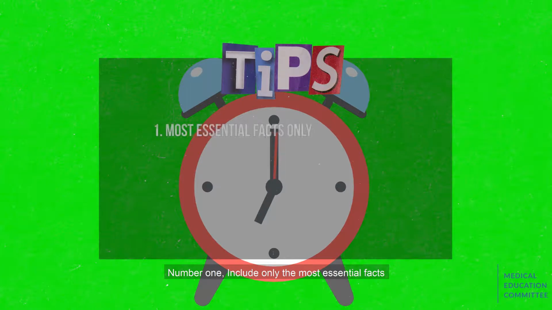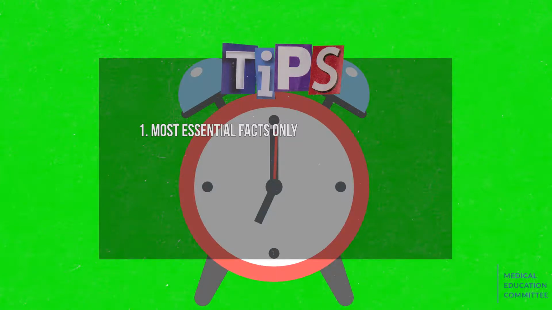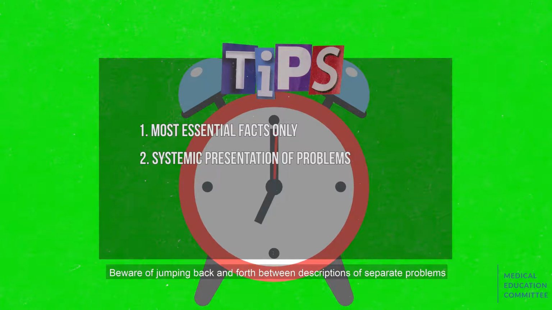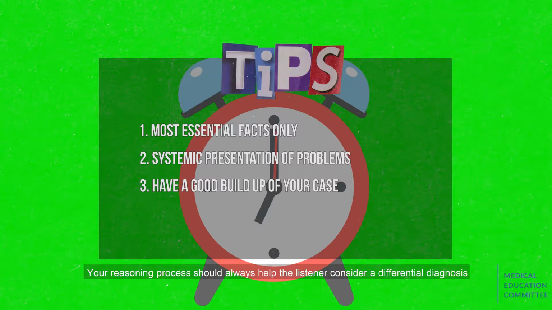Number 1. Include only the most essential facts, but be ready to answer any questions about all aspects of your patient. Number 2. Present problems systematically. Beware of jumping back and forth between descriptions of separate problems. Number 3. Use the presentation to build up your case. Your reasoning process should always help the listener consider a differential diagnosis.